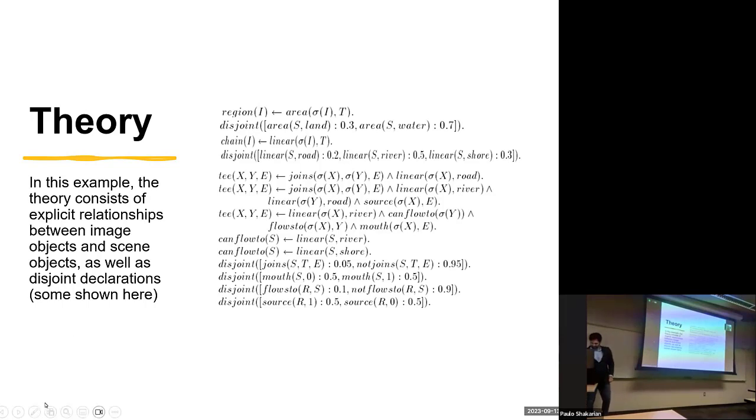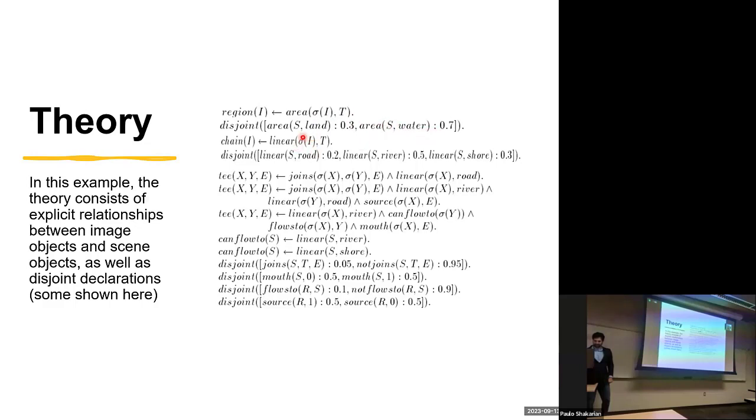So I'm going to use the laser pointer here on PowerPoint. Example rules that he gives. If there is a scene element of I that is an area, then we conclude I is a region. And then we can also look at this disjoint declaration that an area S could be water or it could be land, and these are the prior probabilities of that.